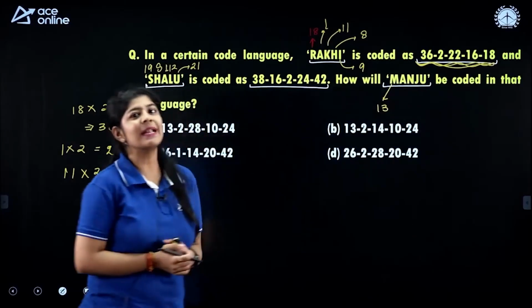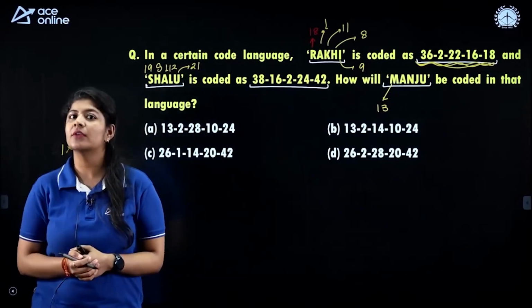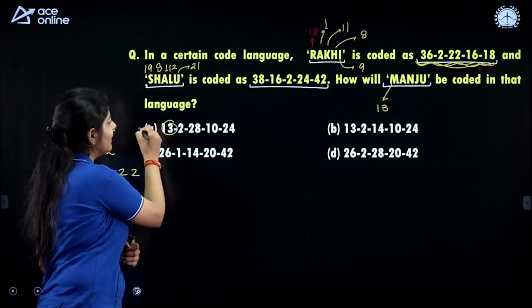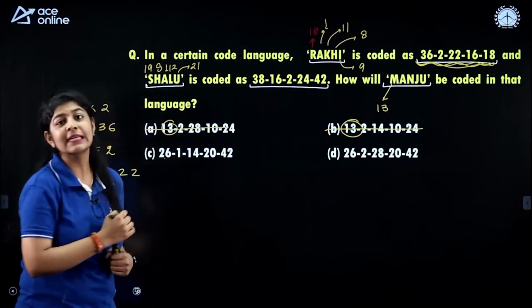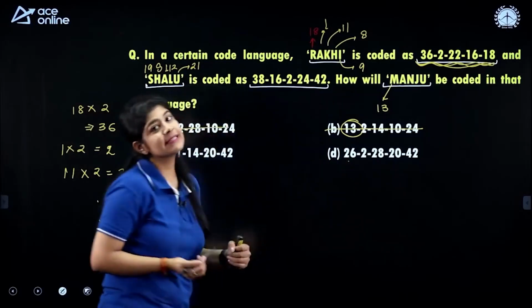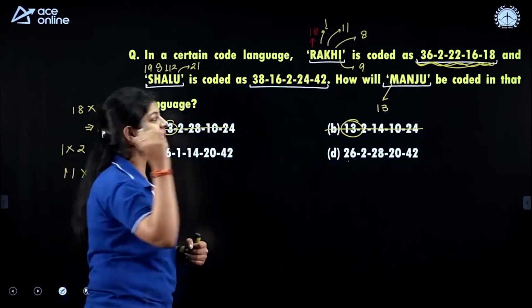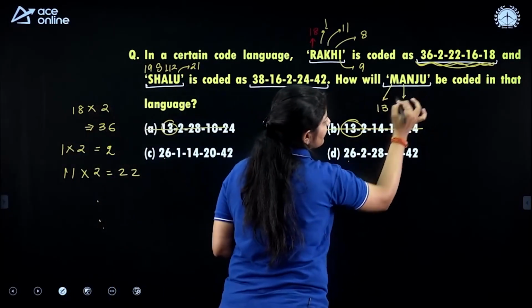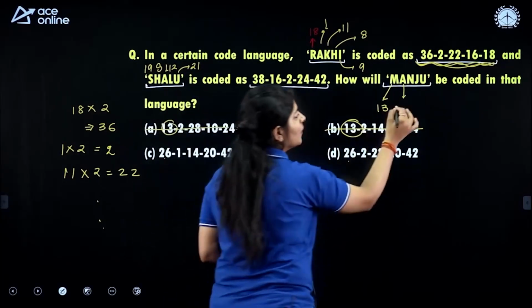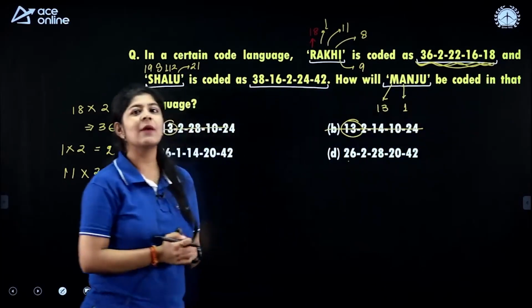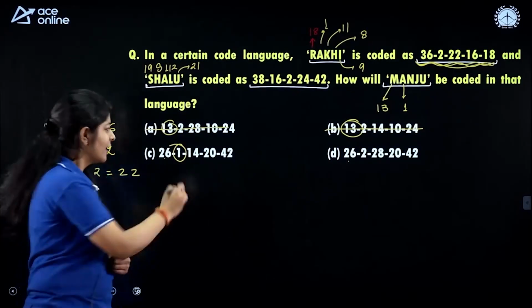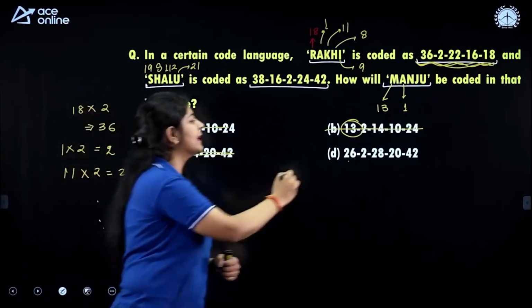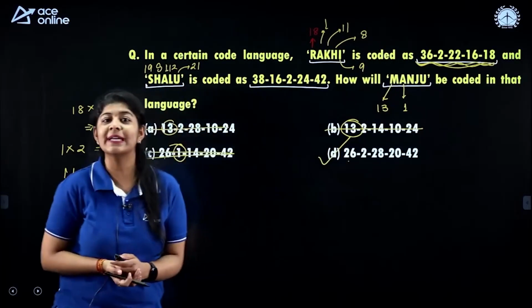So if I multiply 13 by 2, what will I get? 26. Do we have that? No. Do we have that? No. Do we have that? Yes, 26. Now switch to the next alphabet, that is A. A is associated with 1, and when I multiply 1 by 2, what will I get? 2, not 1. So this option is also eliminated, and the correct answer here is option number D, right?